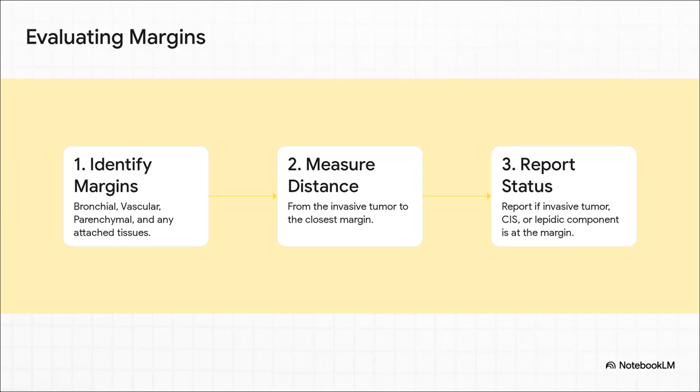Evaluating margins has to be a systematic process every single time. First, you identify all of them, your bronchial, your vascular, and that parenchymal staple line. Second, you measure the distance from the invasive tumor to whatever margin is closest. And finally, you have to be specific about what's at the margin. Invasive tumor is the big one, of course, but even reporting carcinoma in situ or a lipidic component is crucial because it could influence decisions about radiation or follow-up.